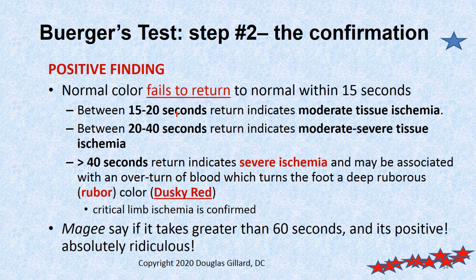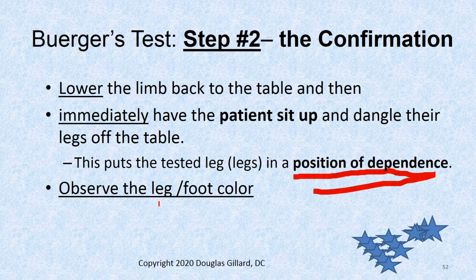All right. If it's 20 to 40 seconds, it's more delayed. They say it's a moderate to severe tissue ischemia. That means the pipes are clogged, moderate to severe. If it's more than 40 seconds, there's a phenomenon that occurs. And so when you have someone with venous insufficiency, let's go back to this picture.